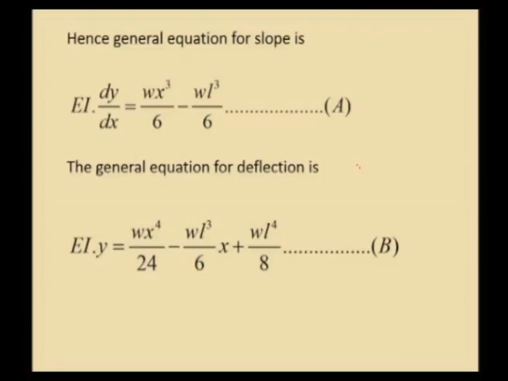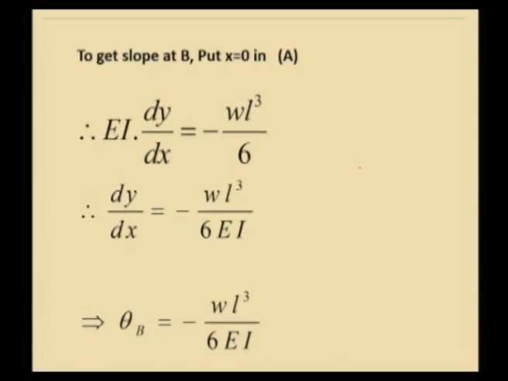Now, once we have the general equations for slope and deflection, we can find slope and deflection at any intermediate point or at any required point. So, to get slope at B, that is slope at the free end, put x equal to 0 in the slope equation, thereby we get E I dy by dx equal to minus W L cube by 6, or dy by dx equal to minus W L cube by 6 E I. Hence, theta B, or slope at B, equal to minus W L cube by 6 E I.